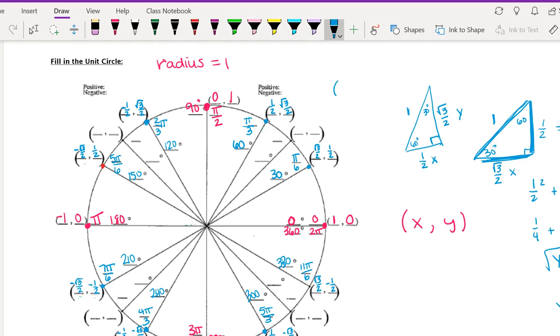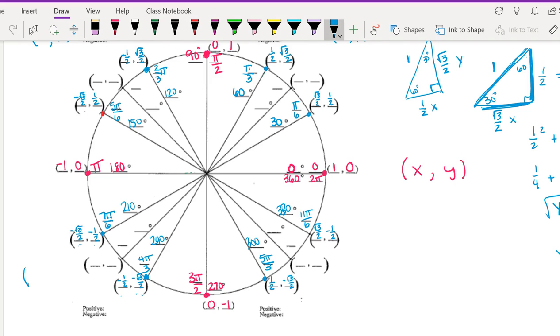Sorry, my eraser. Positive, positive. This is negative, positive. This is negative, negative. And down here we have positive, negative.